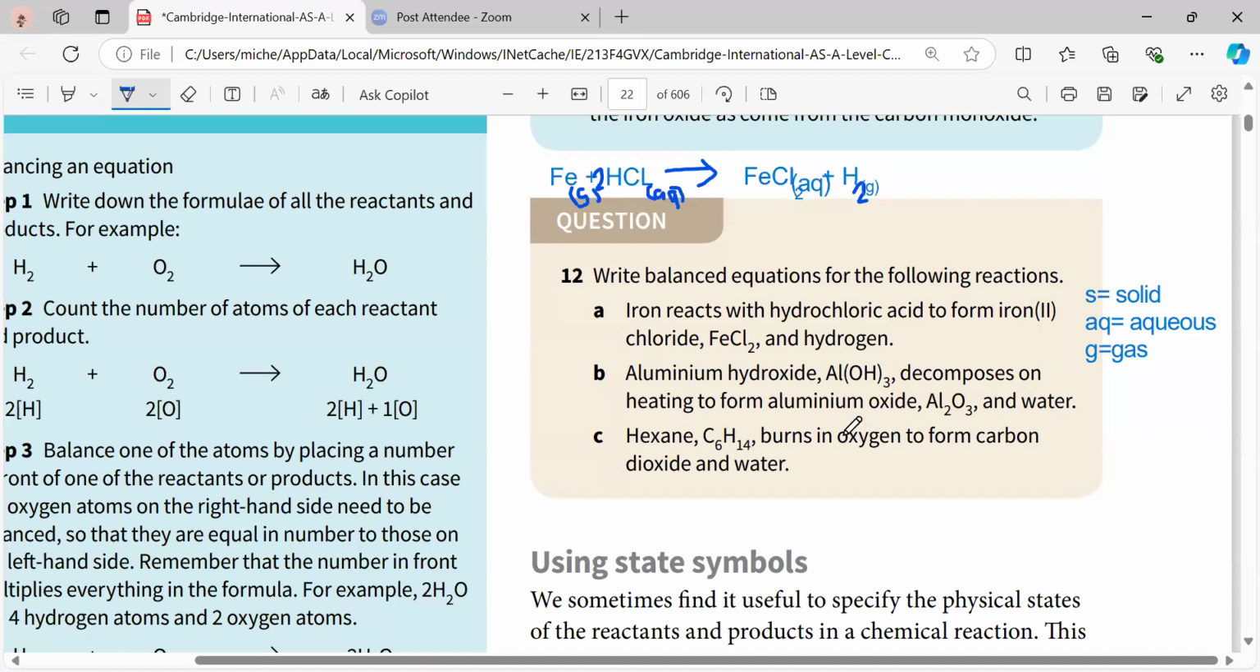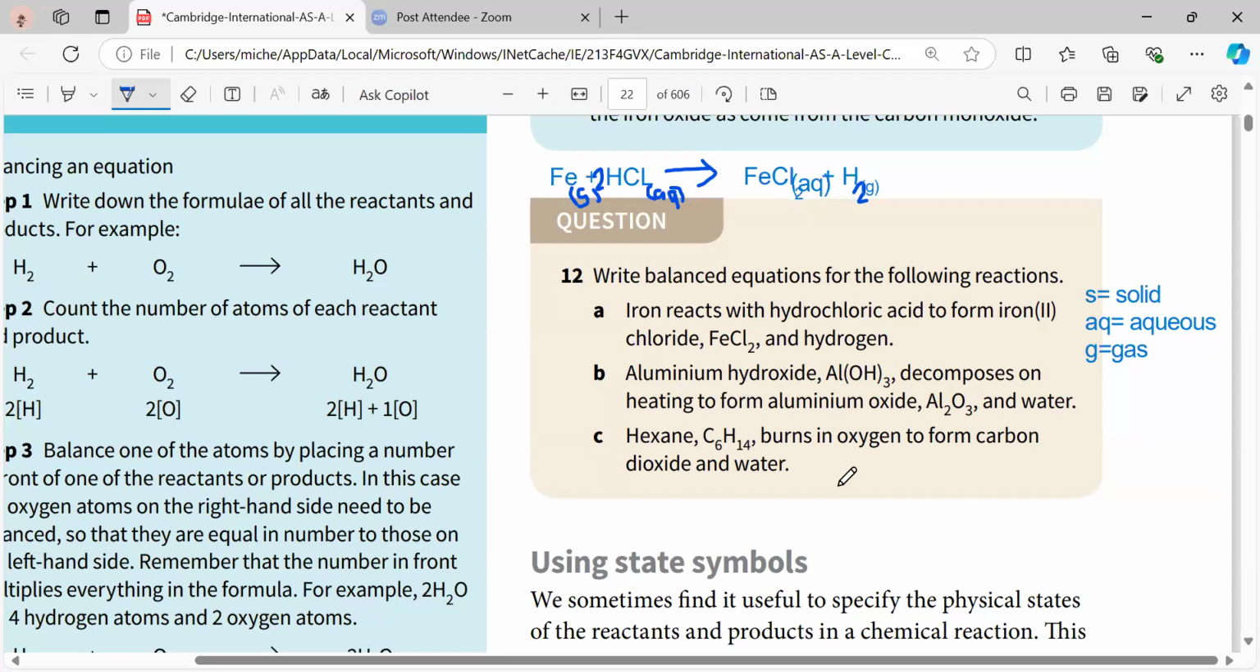Okay, so we're going to move on to either B or C since we don't really have much time and we've been stuck in chapter one for a very long time. So I'm going to see which one. Okay, we're going to go for number C. We have hexane right here. It burns in oxygen to form carbon dioxide and water.